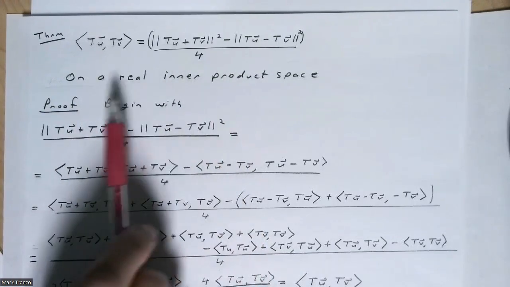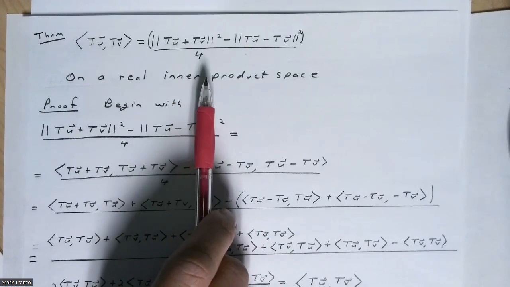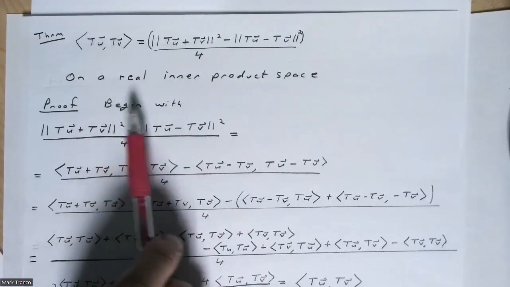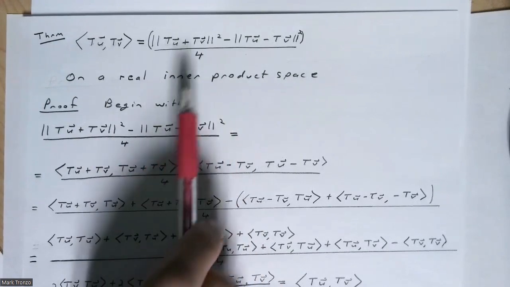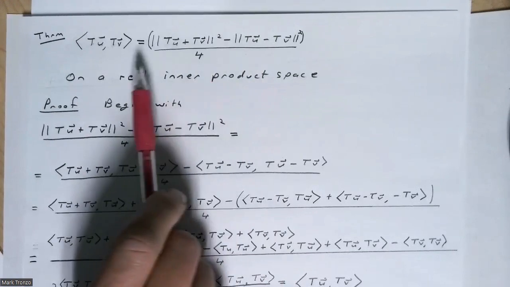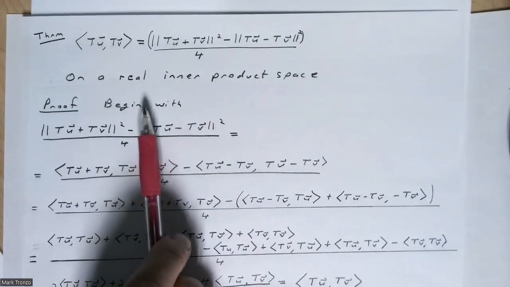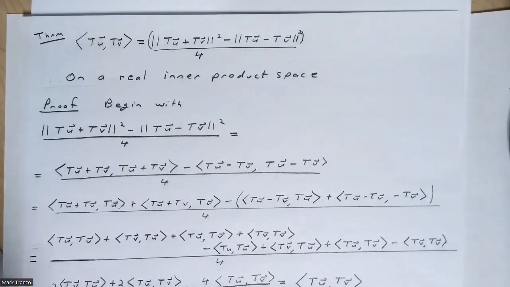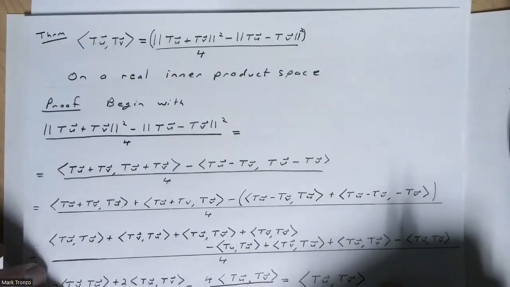I'll mention again, you may have seen it before, so I don't want to spend too much time on it. And this is true on a real inner product space. When we're dealing with real numbers, it's a little different if you have a complex inner product space, but it's the same kind of idea. And so let me just go through the proof real quickly. Like I said, I don't want to spend a lot of time on it if you're familiar with it.